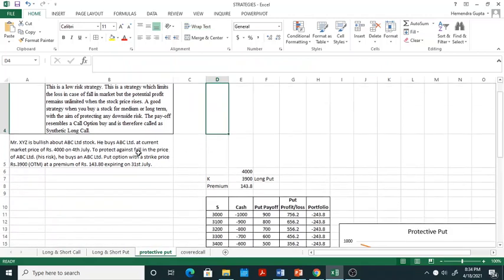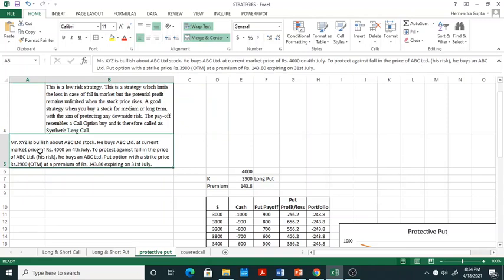Let's assume Mr. XYZ is bullish on the ABC Limited stock. He buys the stock at a current market price of rupees 4,000 at the beginning of July, and he is apprehensive that by the end of July the stock price may fall. So he has invested in the stock, but now he wants to protect himself from the downside risk which can happen in the stock during the next 1 month.